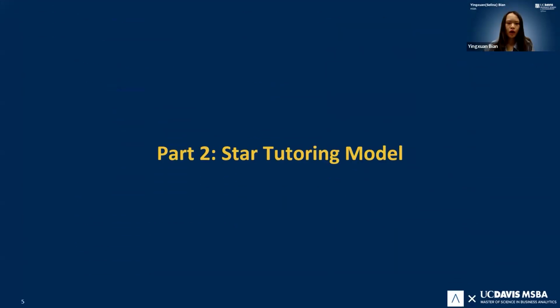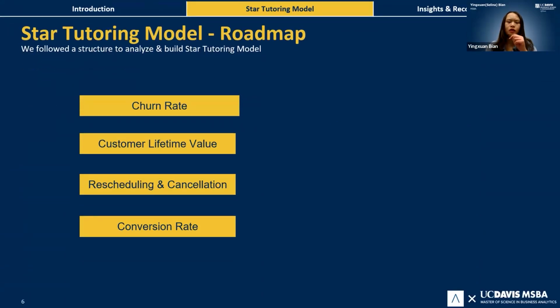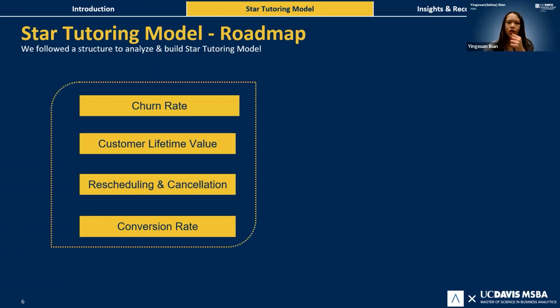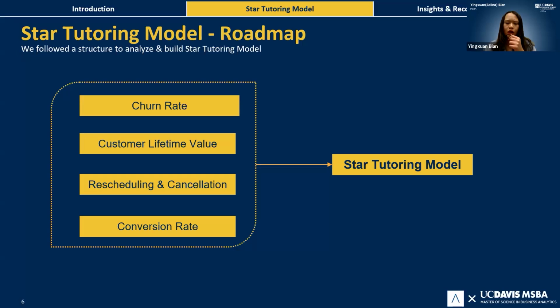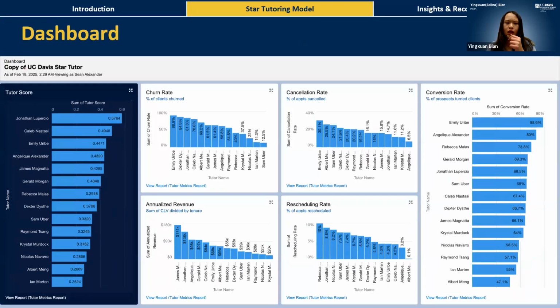Sure, thank you, Andrew. About the Star Tutor model, the roadmap looks like that. We have 4 key metrics, which are churn rate, customer lifetime value, rescheduling and cancellation, as well as the conversion rate. These come together in the final Star Tutor model, which was a great tool for our MIP to look into what kind of metrics and how the tutors perform. Next slide, please. So here is the final dashboard. As you can see, on the very left side is the star tutor score generated with different weights of different metrics. And on the right side, we have the 5 metric breakdowns, and we will dive into them one by one in the next few minutes. Next slide, please.